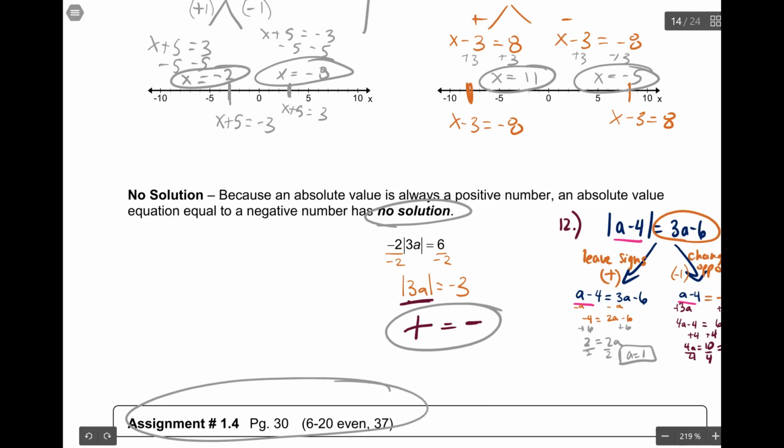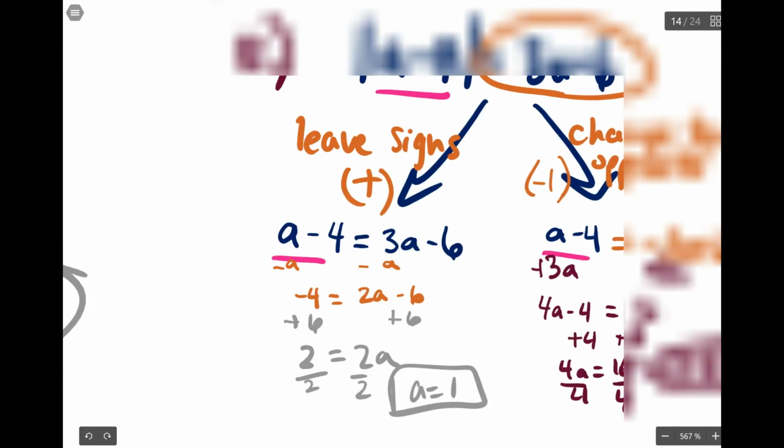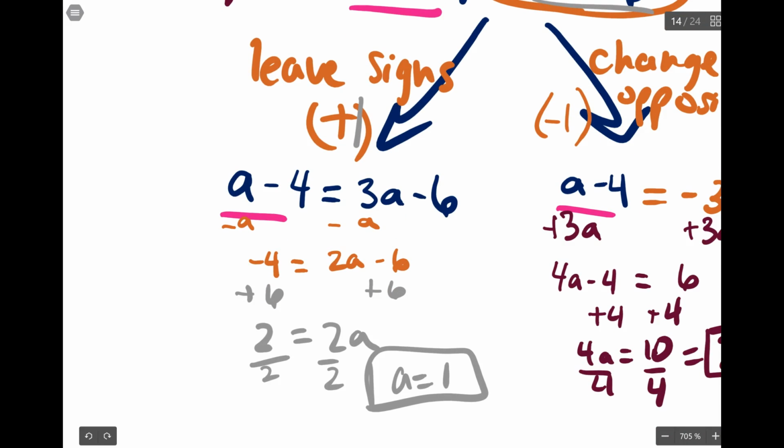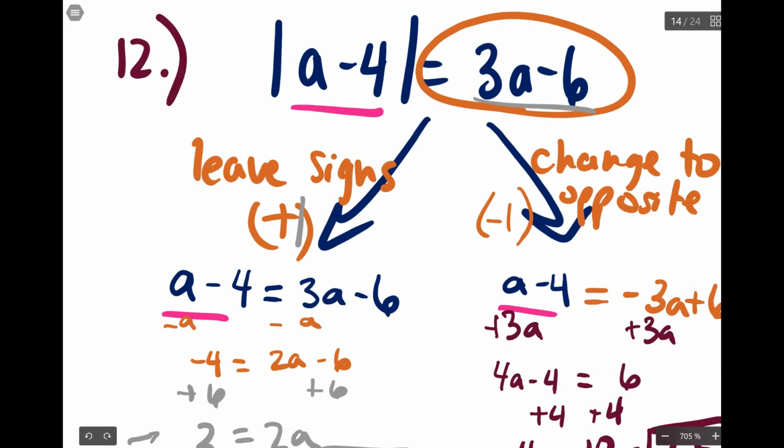So here's the assignment. The last thing I want to talk about is number 12. Number 12 on the homework says absolute value of a minus 4 is equal to 3a minus 6. So this is what I was talking about: you leave the signs, basically multiplying by a positive 1, so you leave everything alone. A minus 4 equals the original 3a minus 6. And then you're just getting the numbers by themselves. So you subtract a on both sides. You have negative 4 equals 3a minus a, which is 2a minus 6. Then move that 6 to the other side, so add 6 on both sides. You'll have 2 equals 2a, divide by 2 on both sides, a equals 1.